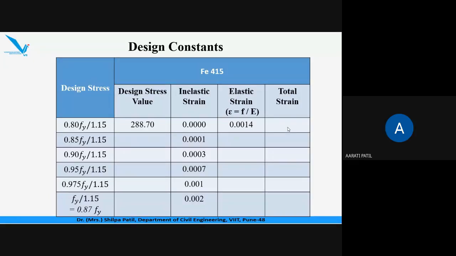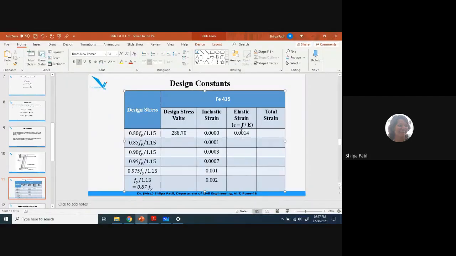Yes, ma'am. As we did in the previous lecture, we have completed this table. In the same fashion, we are going to complete the table right now. So quickly, everybody has to do the calculation for the second row and tell me the values. Meanwhile, I will write down here the total strain value, which is 0.0014 as per the calculation.